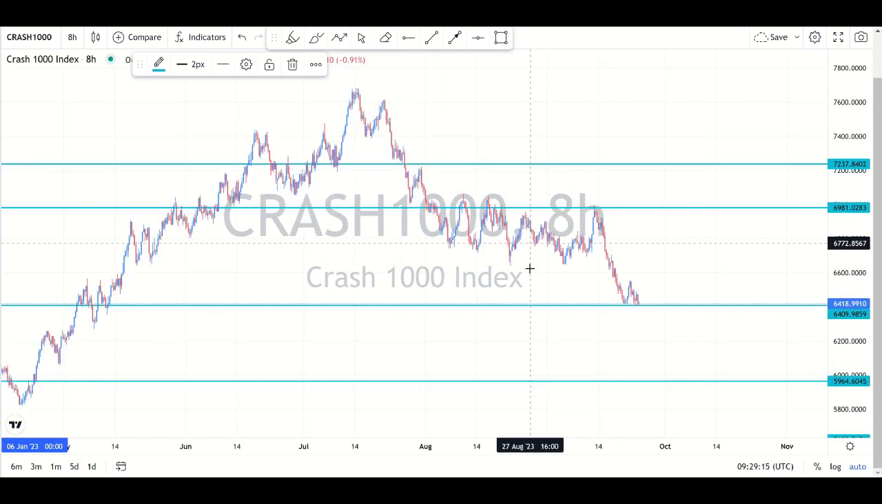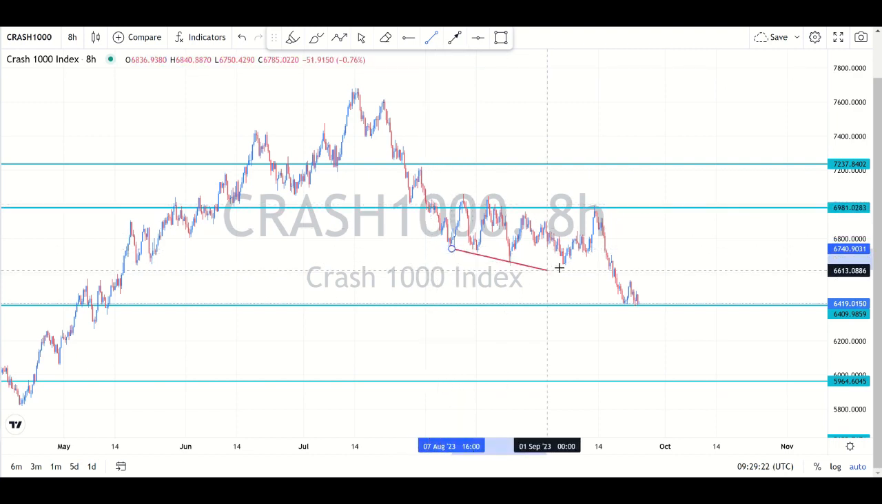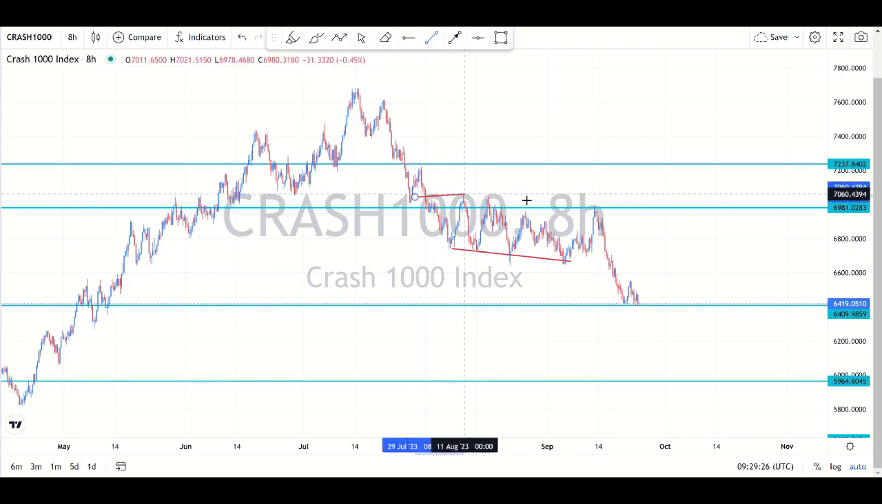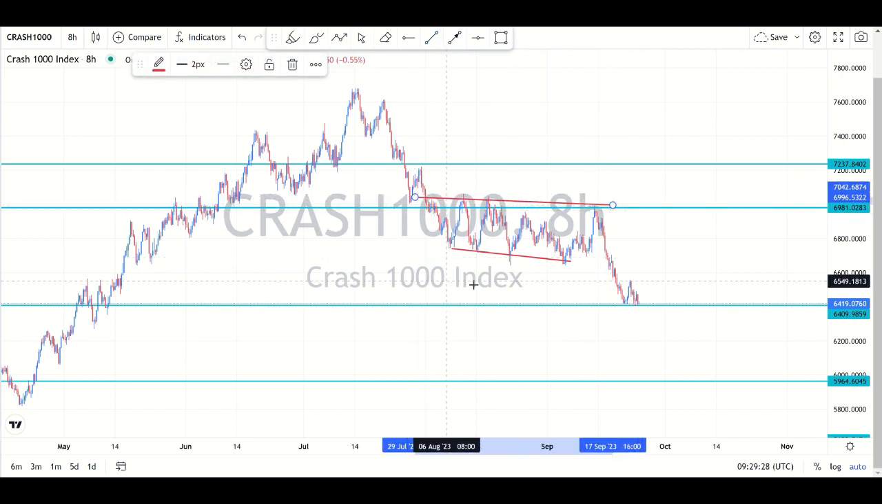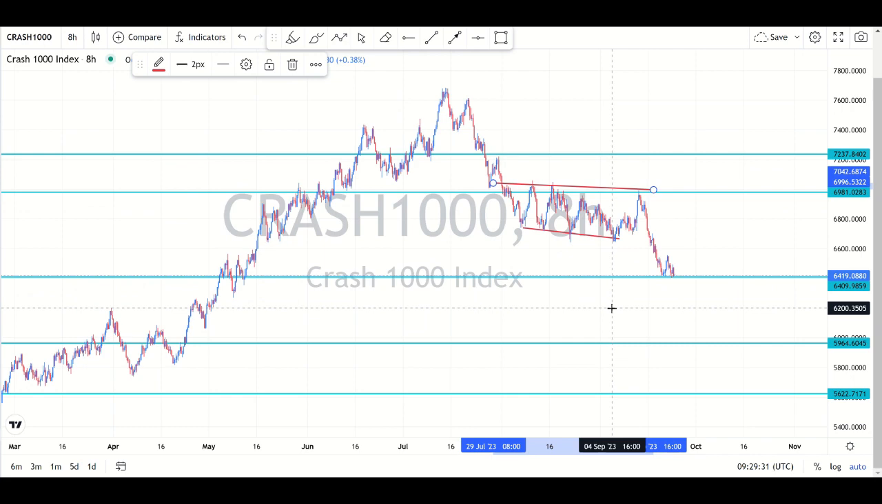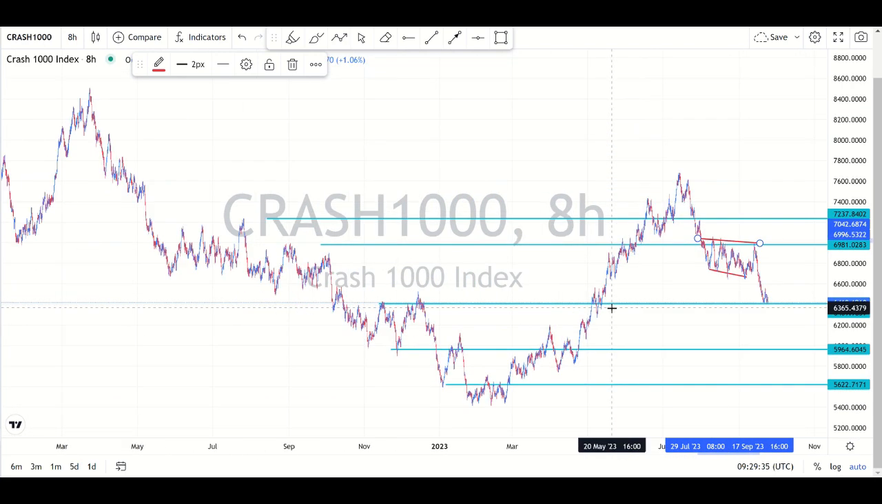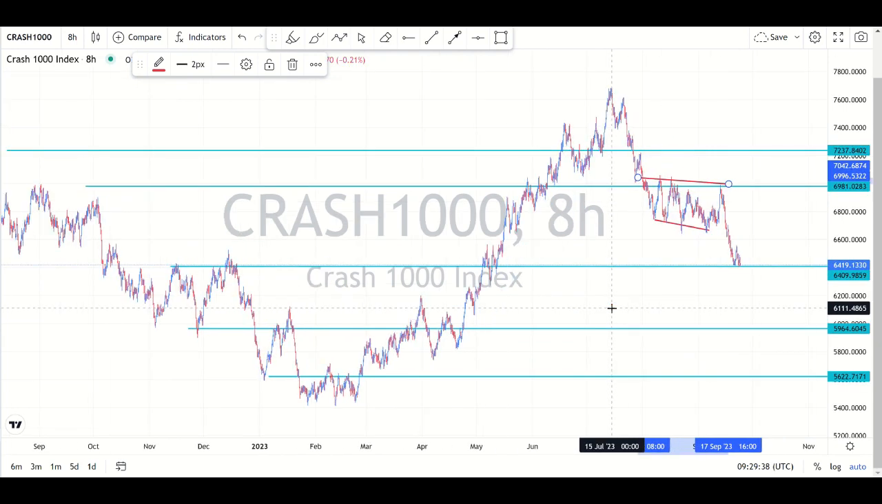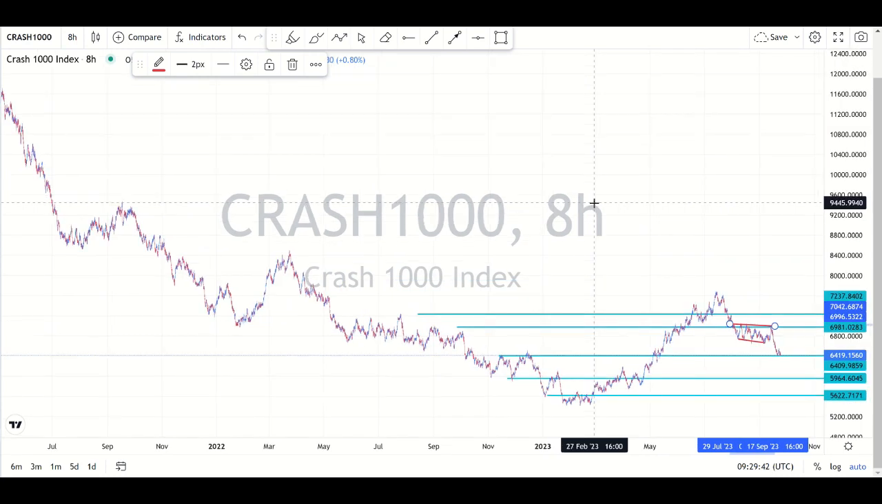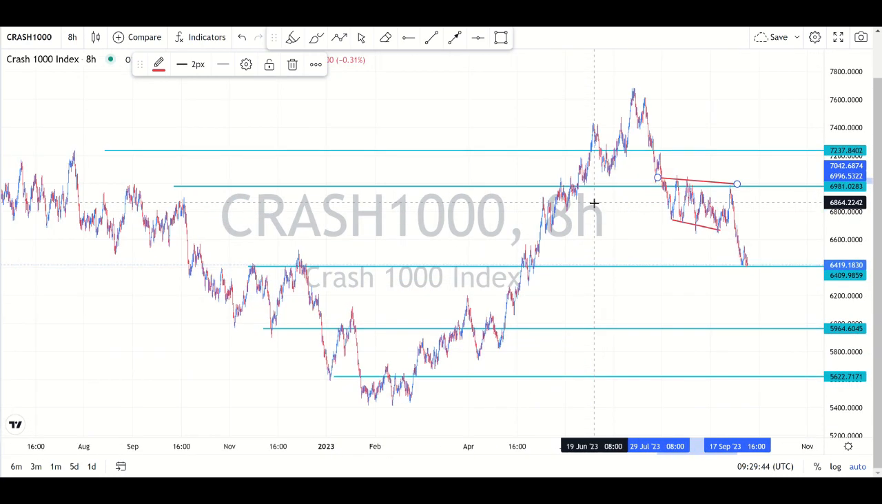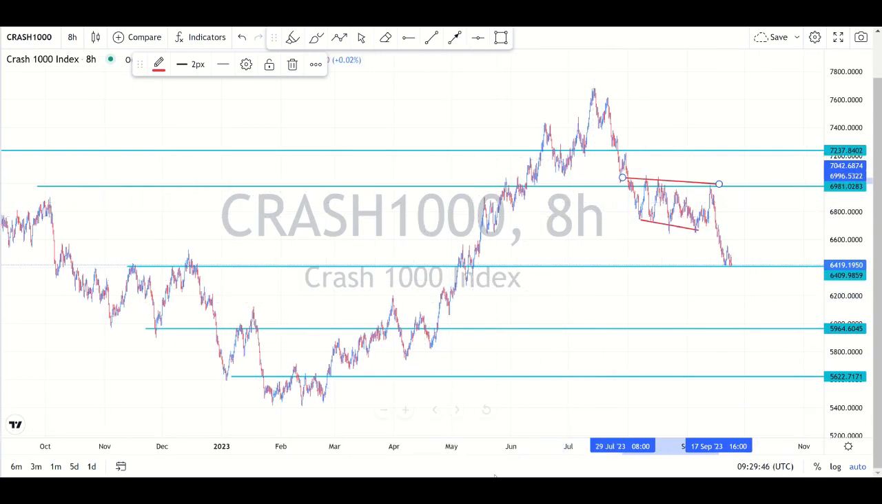So guys, this is Crash 1000. If you're in the Telegram community group, you will notice we took the sells on this particular zone here. There's a bearish continuation pattern, and the market played out well. Market sold, and we are looking to sell more. But don't forget, in the overall trend there's a bullish trend, and we could be looking to see if the market is going to continue back up.